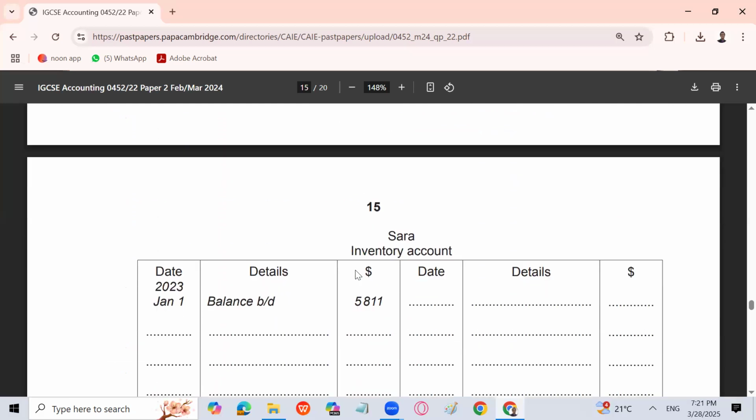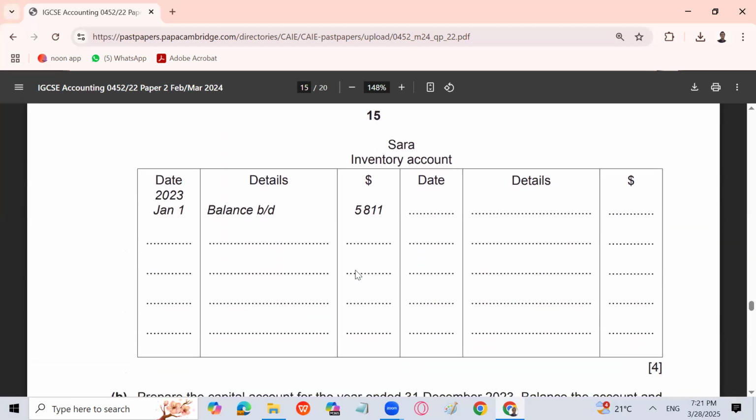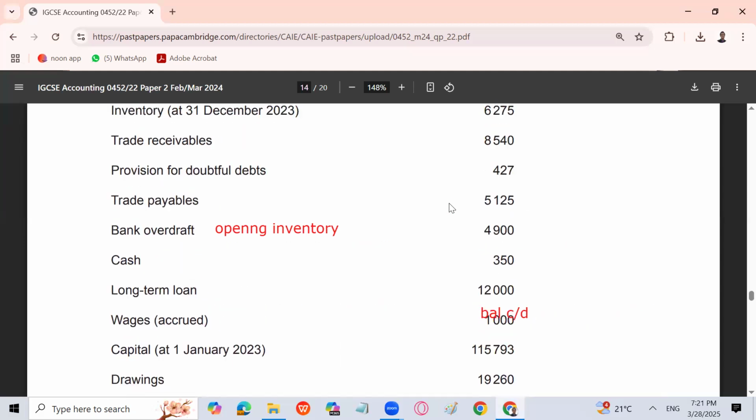We have to close the closing inventory, and we know that the balance brought down is given. So what is this balance brought down? You have to be very clear what this balance brought down is. This balance brought down is basically our opening inventory. So opening inventory is the balance brought down, and here I'm going to write the balance carried down, and this is going to be the closing inventory actually, and the closing inventory is already given in the question.